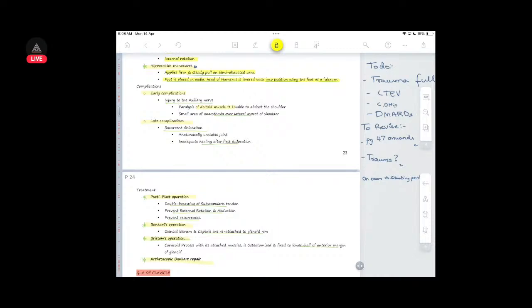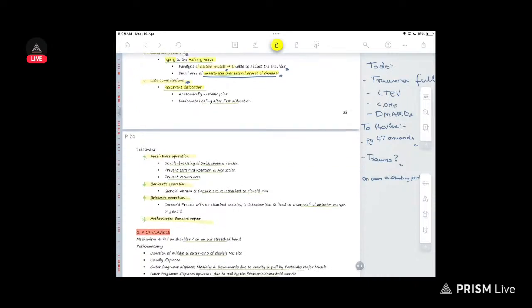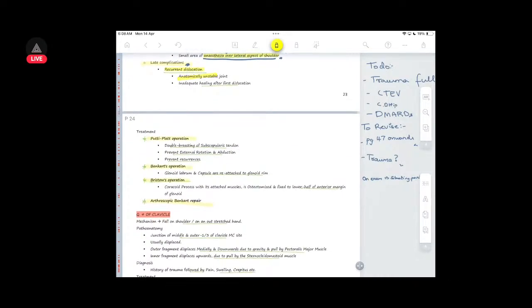So complications: you have early complications and late complications. Early complications: you have injury to the axillary nerve, leading to paralysis of the deltoid muscle. You cannot abduct the shoulder, and a small area of anesthesia over the lateral aspect of the shoulder is seen. Okay, and late complications: you have recurrent dislocation. Anatomically the joint is very much unstable. Inadequate healing occurs after the first dislocation.